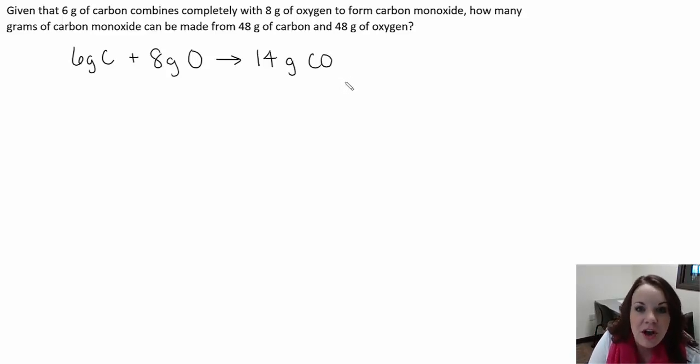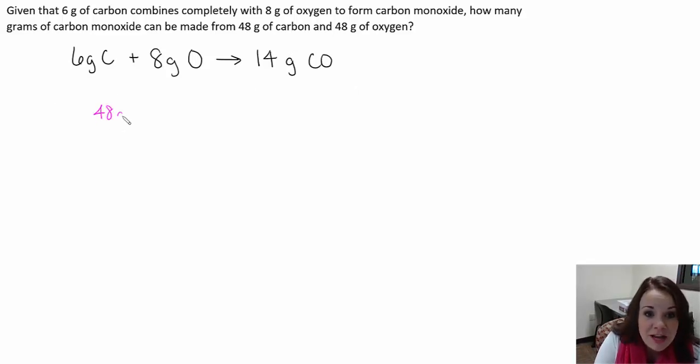Well, in chemistry, we have something called a limiting reactant. It's the reactant that gets used up first and limits the amount of product that we can produce. So I'm going to solve each of these separately, assuming that we have an unlimited amount of the other.